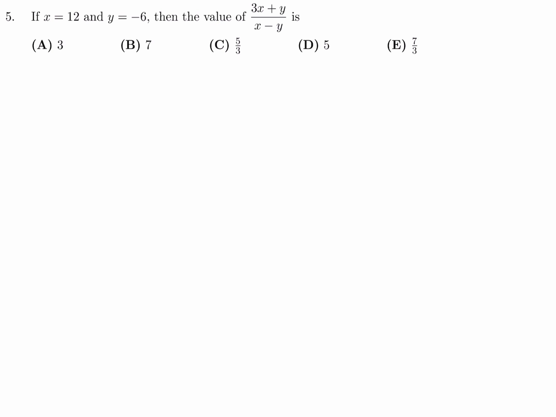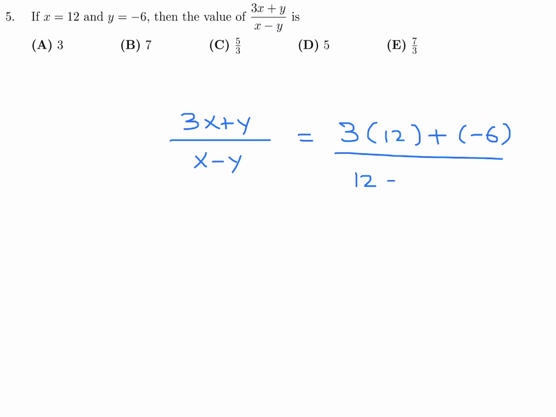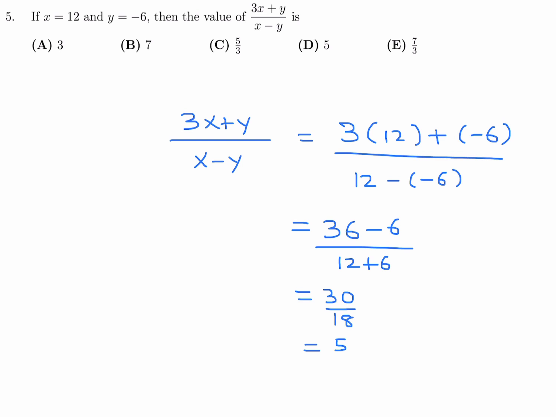x is equal to 12, y is equal to negative 6. The value of 3x plus y over x minus y is 3x plus y over x minus y. All right, 3 times 12 plus negative 6 all over x minus y, so 12 minus negative 6, like that. So that gives you 36 minus 6 all over 12 plus 6. This is 30 over 18. And in lowest terms, I guess divide top and bottom by 6, and you'll get 5 over 3. So number 5, the answer is C.